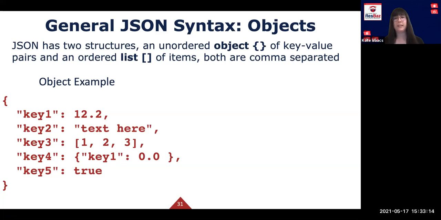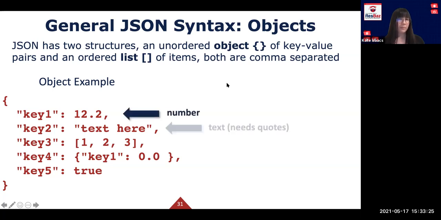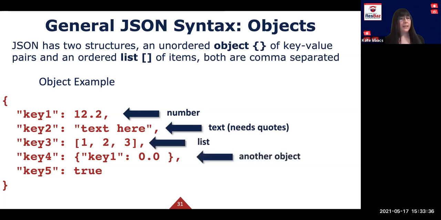So you can nest these, and Vega-lite is going to nest these quite a bit, and data formats will nest these quite a bit too, if you're familiar with JSON data. So notice, yes, I have a number, text has to be quoted. This list that we talked about on the previous slide, this one is numbers in this list. Another object, this object only has one key, whereas the object containing it has 5. And then finally, a true or false value, which you may have also heard called Boolean. So we have various things we can communicate in JSON.